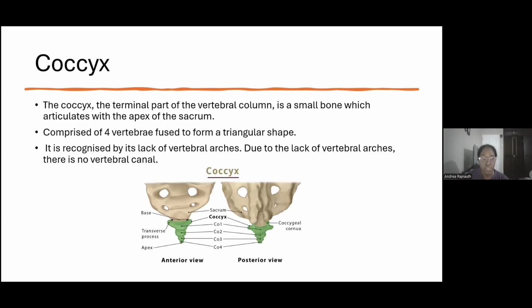Just a quick mention of the coccyx. This is the terminal part of the vertebral column. It's a small bone which articulates with the apex of the sacrum. It's comprised of 4 vertebrae fused to form a triangular shape and is recognized by the lack of vertebral arches, and due to this, there's no vertebral canal.